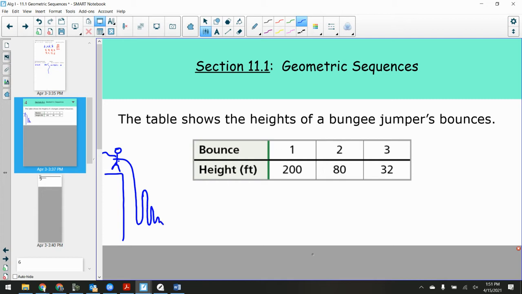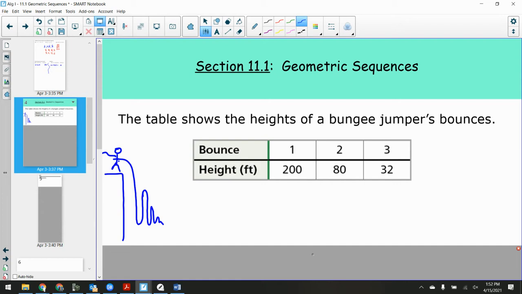You're kind of hanging there. You're like, okay, pull me back up. This is the height that they go back up to for each bounce. So the height for the first bounce going up to 200 feet, and then the second one going up to only 80 feet, the third one going only up to 32 feet. First, let me ask you this. Is this an arithmetic sequence in the y value? Is this arithmetic? No, because my first term goes from 200 all the way down to 80.